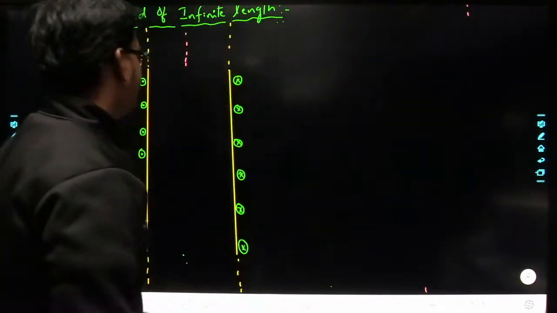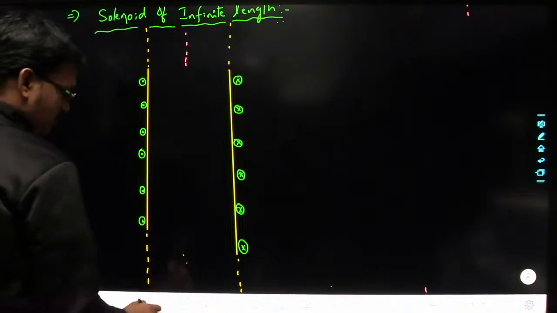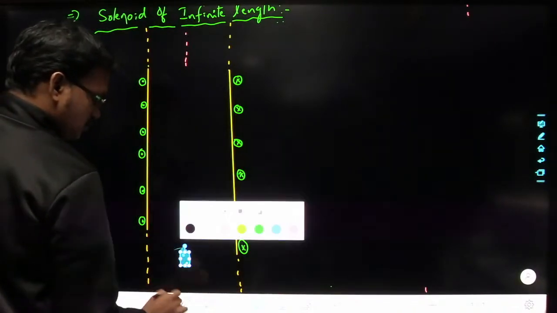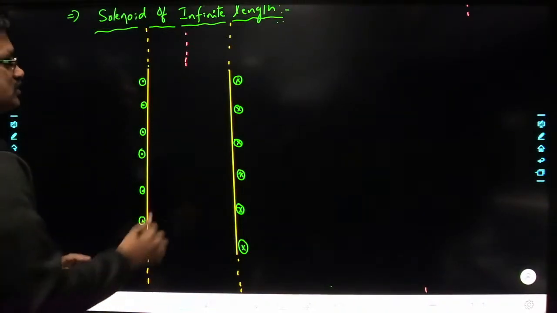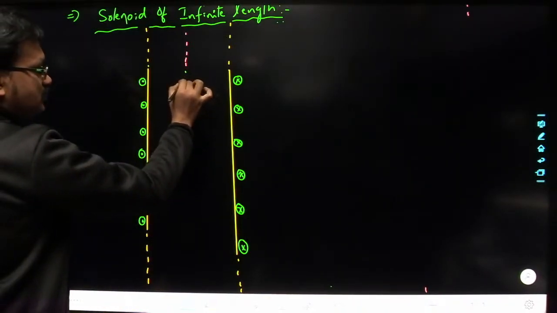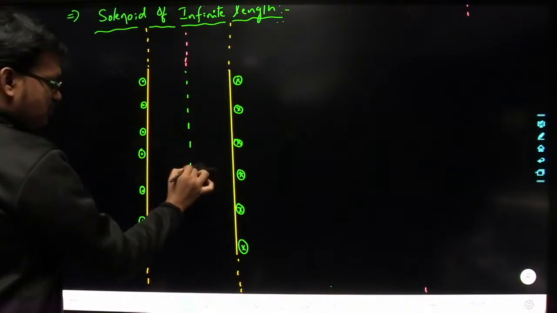Now see here. This is the axis here. This is the axis of the solenoid. This is the axis of the solenoid.